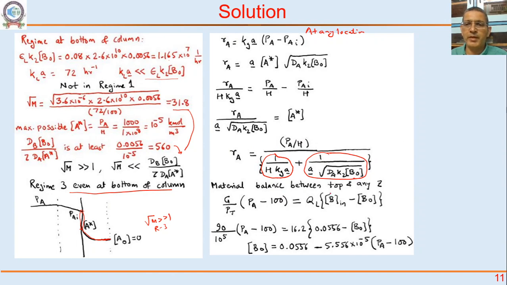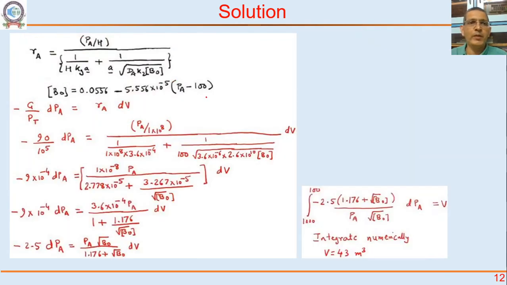Okay. So if you take between top and any Z, G divided by PT into PA minus 100 would be equal to QL B in minus B naught at that Z location. Right. So we will express B naught at any Z location in terms of PA and the flow rates QG and QL. I have just simplified the values, but you can write in terms of QG. Now we can solve. Use this, solve this, and now you write material balance over this differential element dV, volume of differential element.